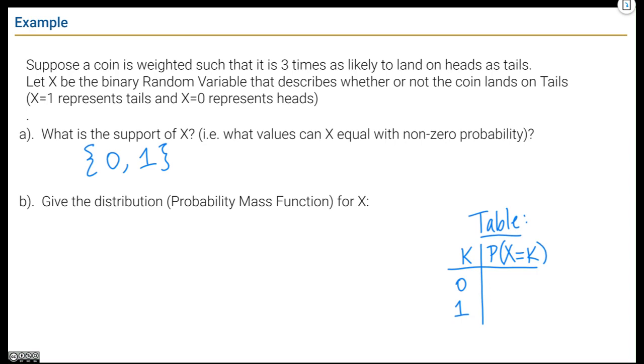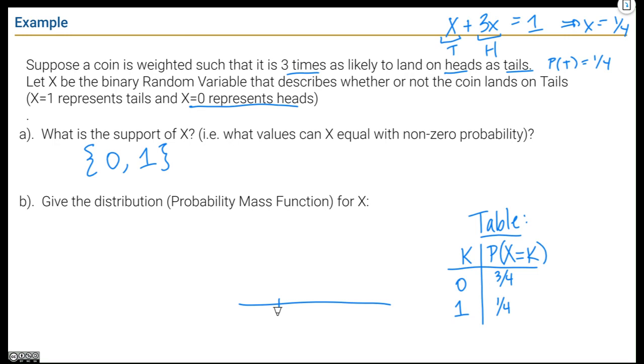So let's just remind ourselves, 0 is heads, and this coin is weighted such that it's 3 times as likely to land on heads as tails. So you could think of, I need some probability of tails plus 3 times that probability, that's heads. So tails plus heads altogether has to be 1, which means the probability of tails is 1/4, right? So probability of tails is 1/4 and probability of heads is 3/4. So I have heads as 0, tails as 1. So that's how I could write this probability mass function in a table.